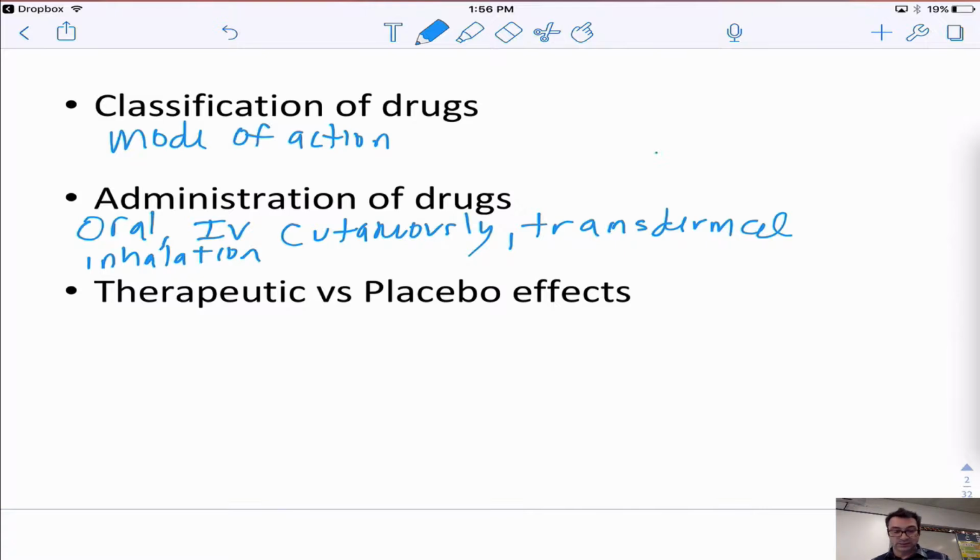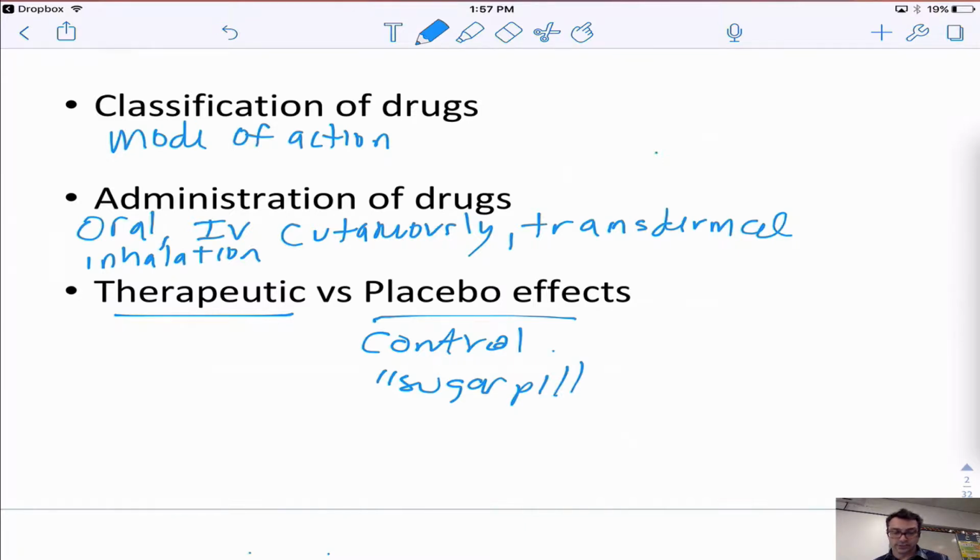Sometimes when they're testing a drug, they'll look at the therapeutic effects versus the placebo effects. You might have heard this term in passing throughout your life. A placebo is basically a control. They would give that patient either something like a sugar pill, or if it was IV, they would use saline. So the patient who's part of a trial to test a drug may think that they're getting this compound, but in reality they're not.